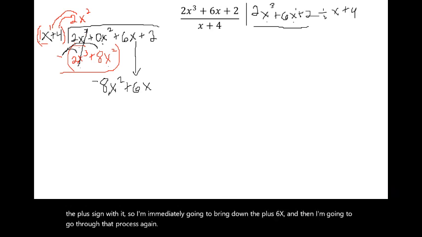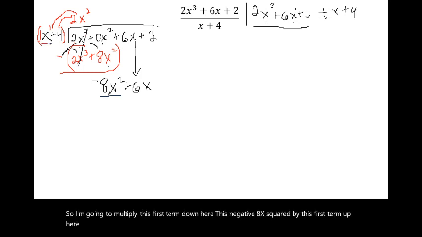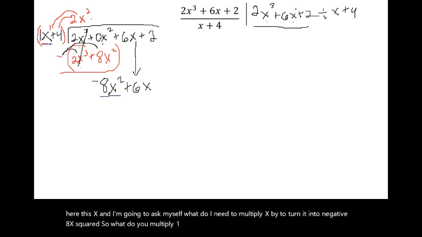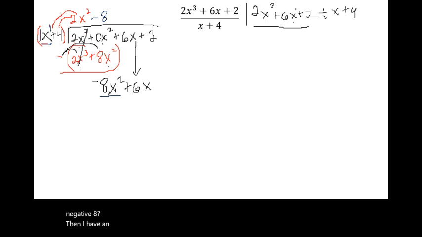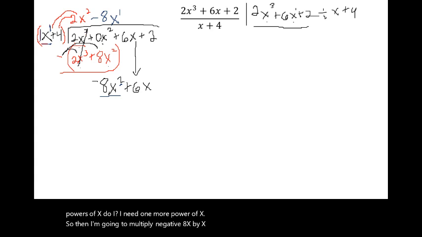So I'm going to multiply this first term down here, this negative 8x squared, by this first term up here, this x. And I'm going to ask myself, what do I need to multiply x by to turn it into negative 8x squared? So what do you multiply 1 by to turn it into negative 8? Well, you multiply it by negative 8. Then I have an x to the power 1 here and an x to the power 2 here. So how many more powers of x do I need? I need 1 more power of x. So then I'm going to multiply negative 8x by x plus 4, and then don't forget to distribute.